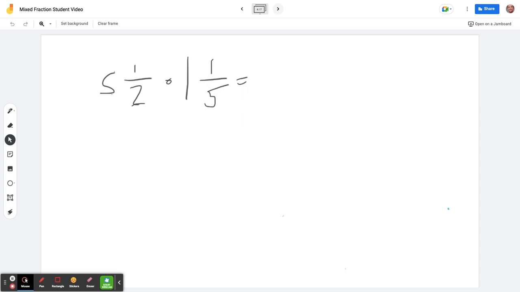So 5 1/2 times 1 1/5. Just to illustrate this again, it's always a good thing to estimate. This answer should probably be close to 6, would be my guess, because this is a little bit more than 1. 5 1/2 times 1 would be 5 1/2. So I'm guessing the answer is going to be close to 6.